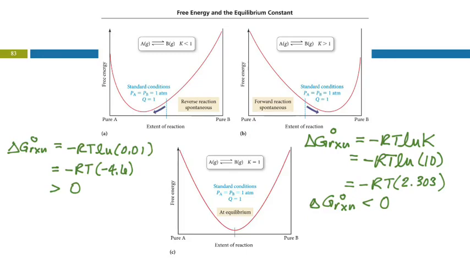If K is equal to 1, then under standard conditions Q would be 1 and nothing would happen. It would just remain at equilibrium. Any questions? Does that make any sense? Good.